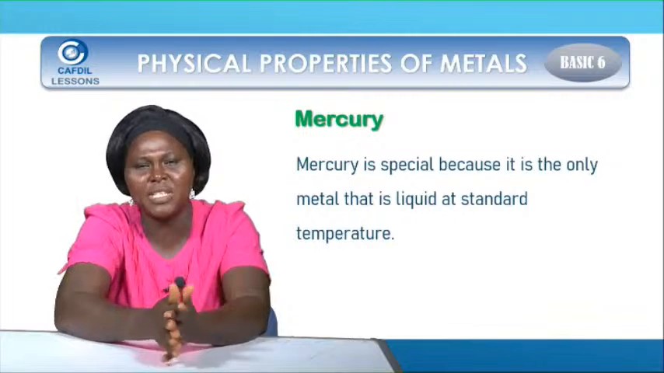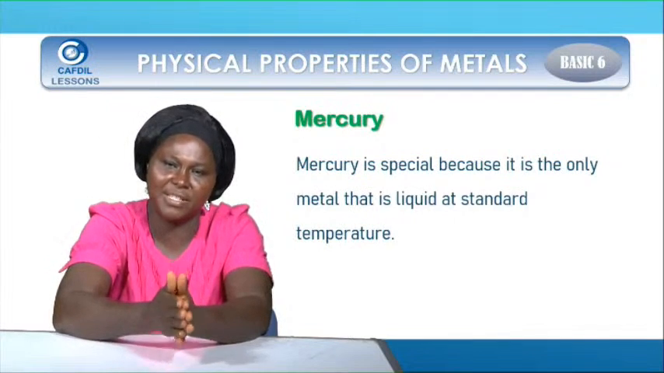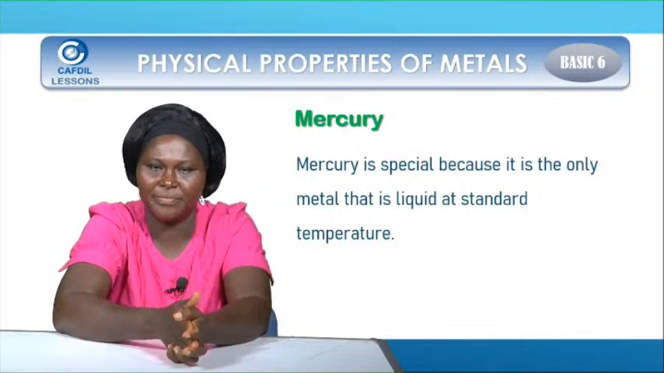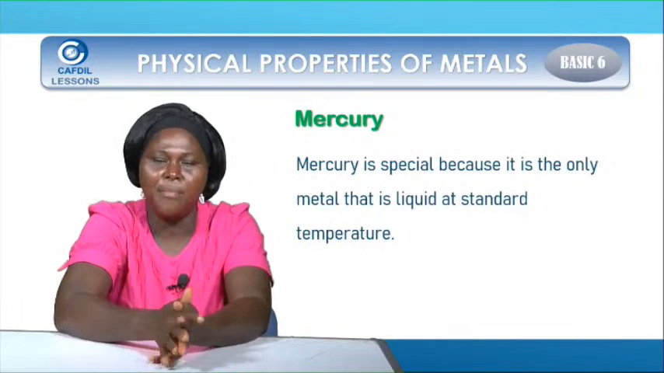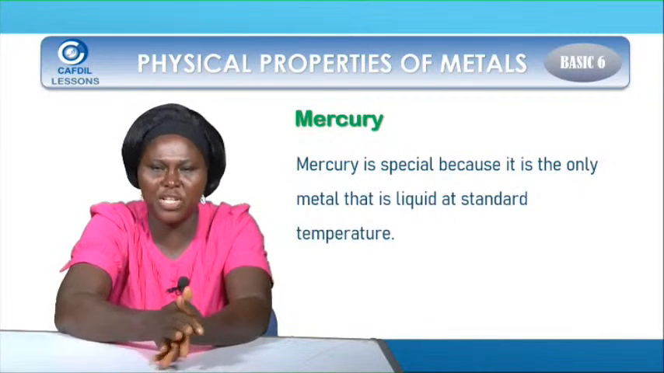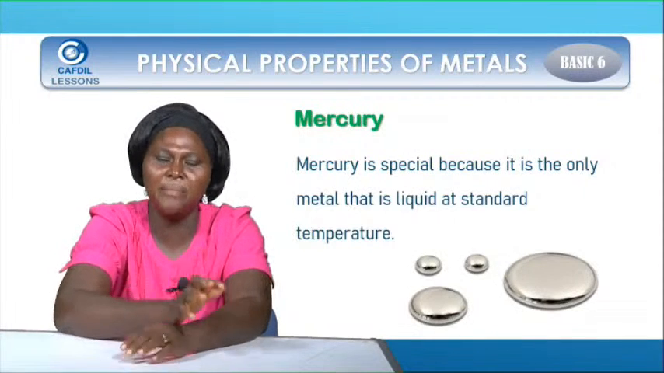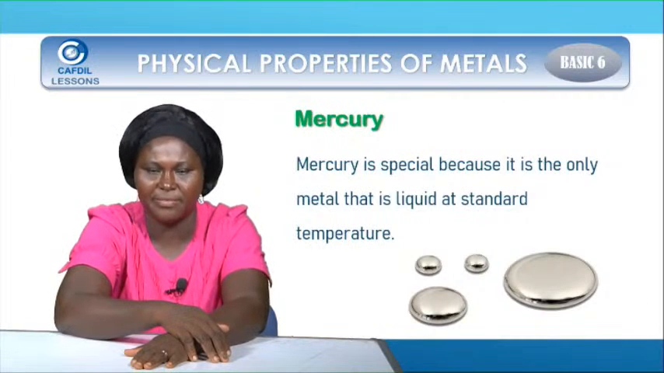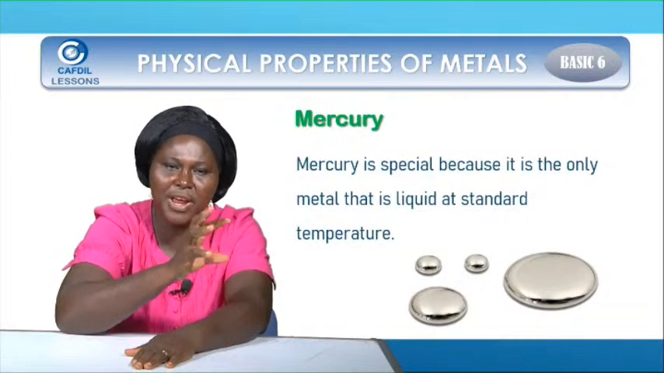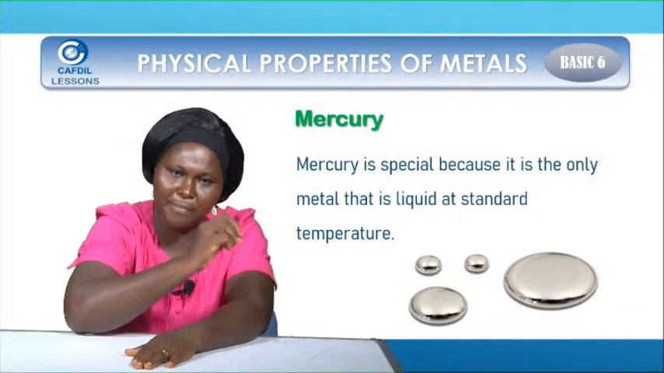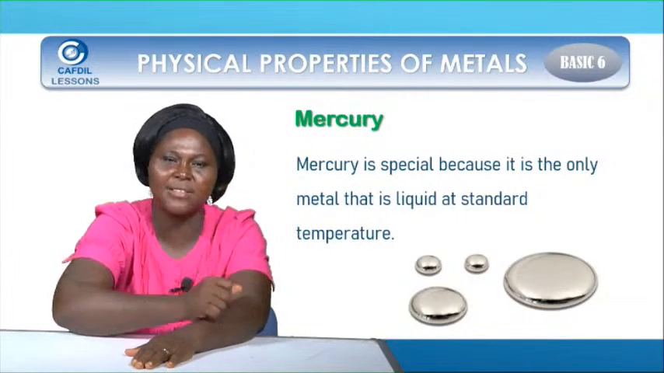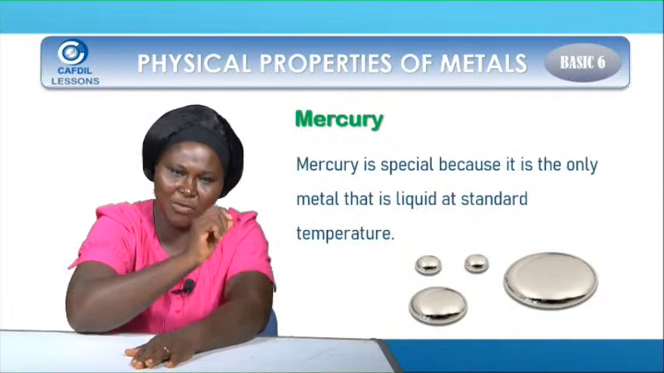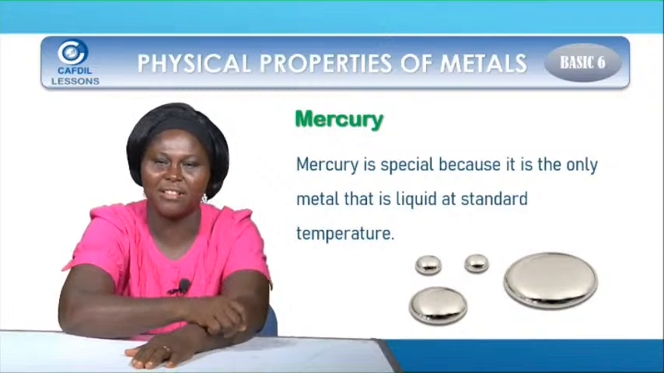Now let's look at something special about metals. Now we have on our screen mercury. The mercury is special because it is the only metal that is liquid at standard temperature. So the mercury is liquid. It is a metal. Most metals are solid, but mercury is liquid metal.